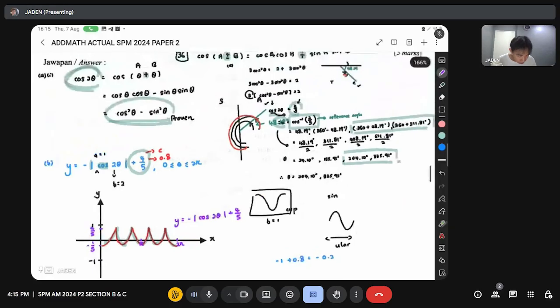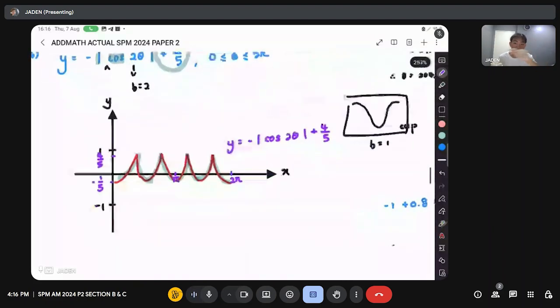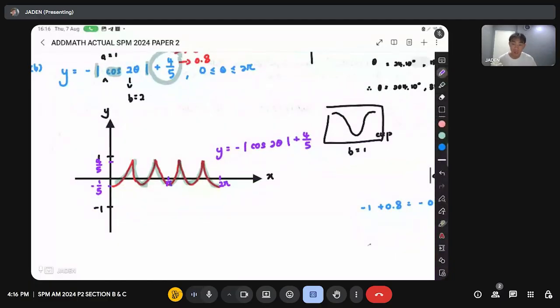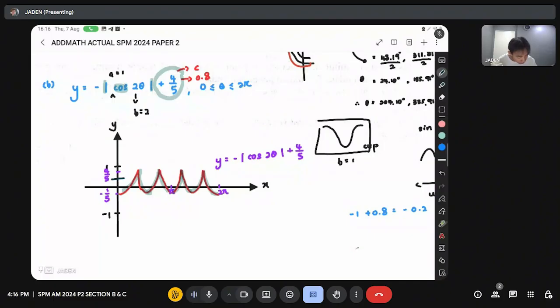Next question is, there are 8 solutions when y equal to h. Now, y equal to h means this is a straight line, which is parallel to the x-axis. h is a constant. State the range of values of h. Now, 8 solutions means when you draw the straight line, there will be 8 intersections. So they are asking at which range, when I draw my straight line onto this graph, I will get 8 intersections. What I mean by that is, if I use a green color pen to draw a straight line over here, will I get 8 intersections? The answer is yes.